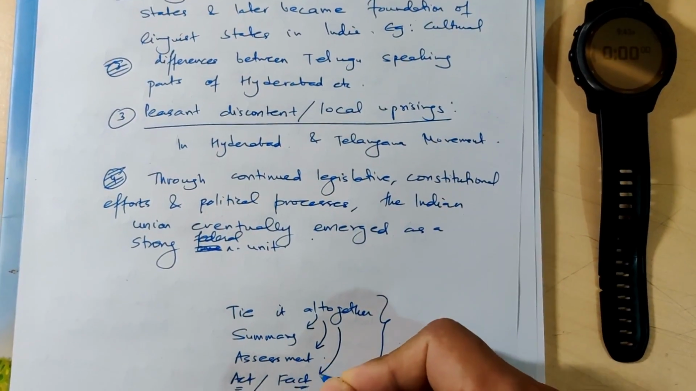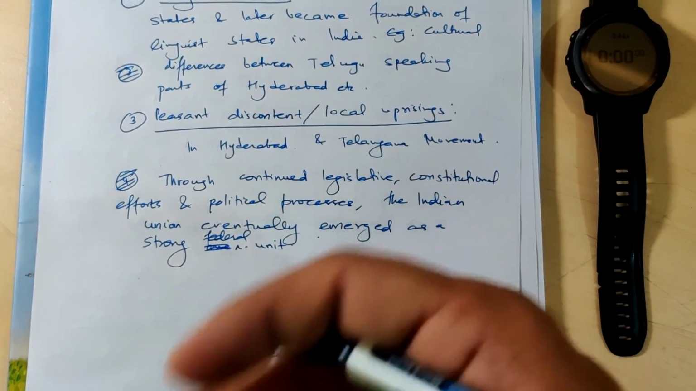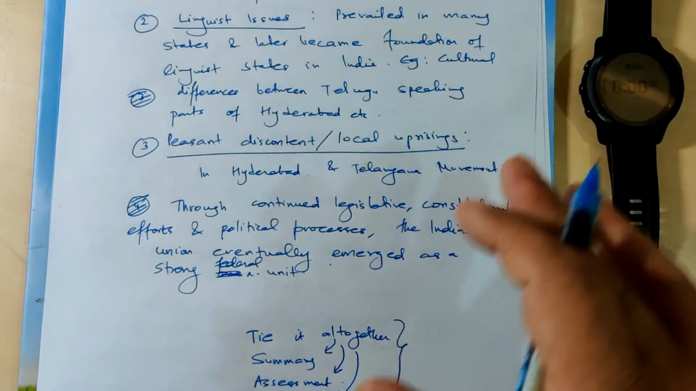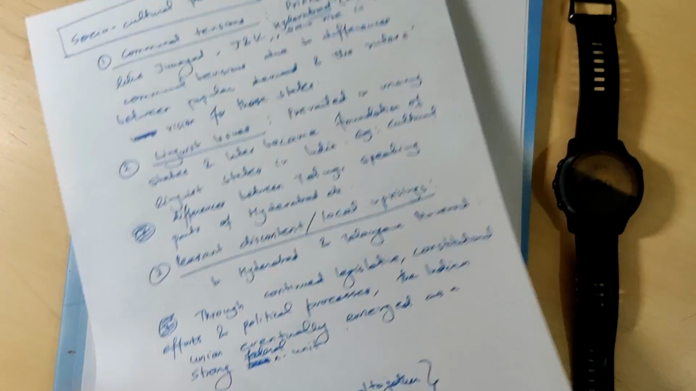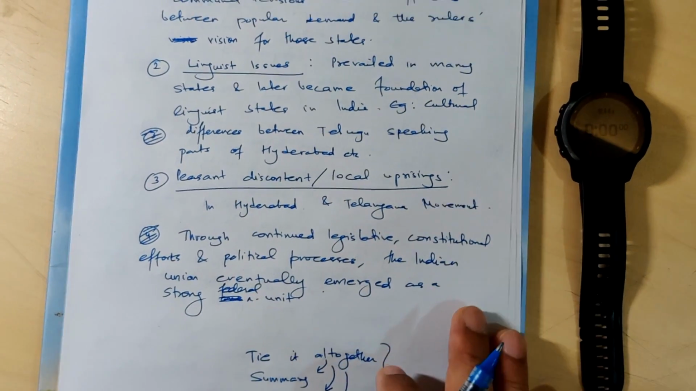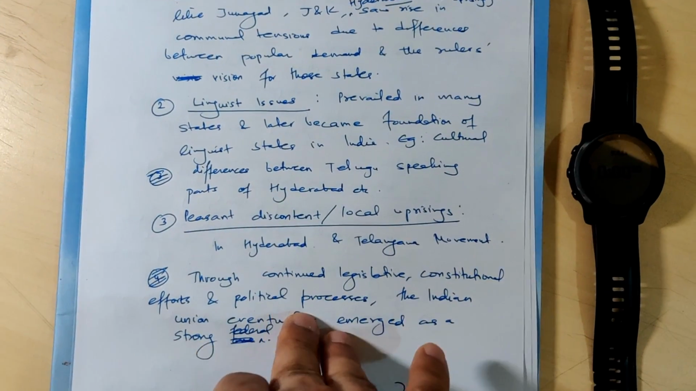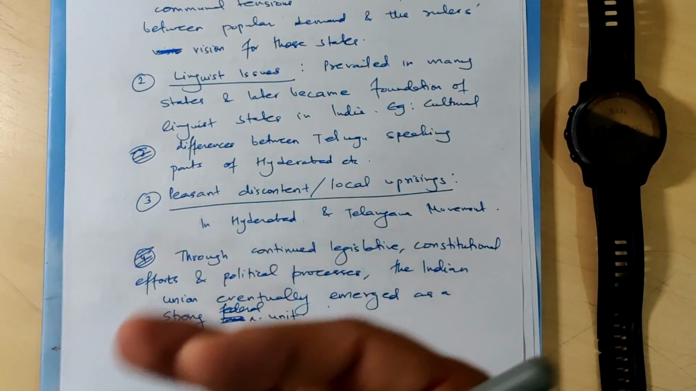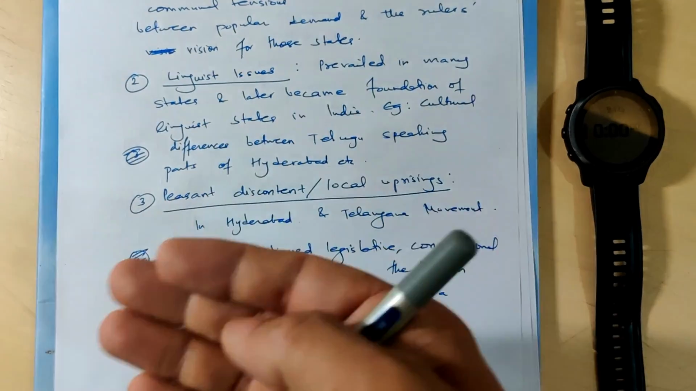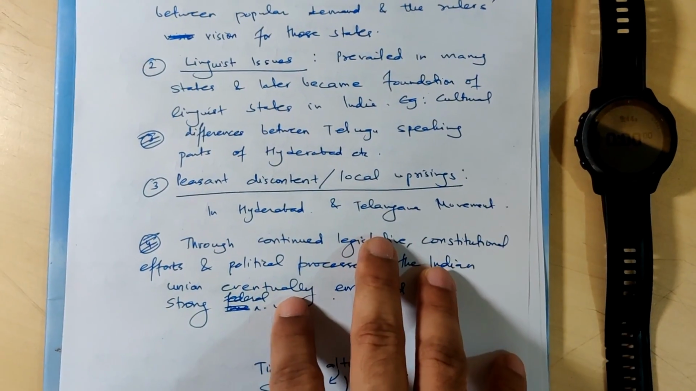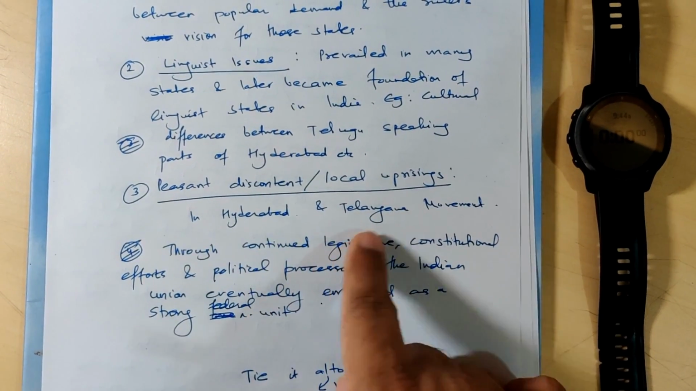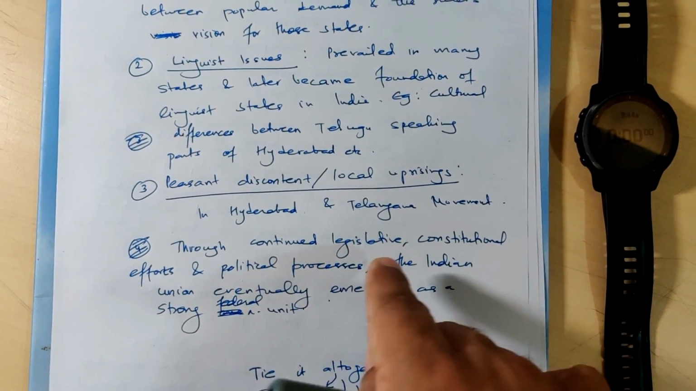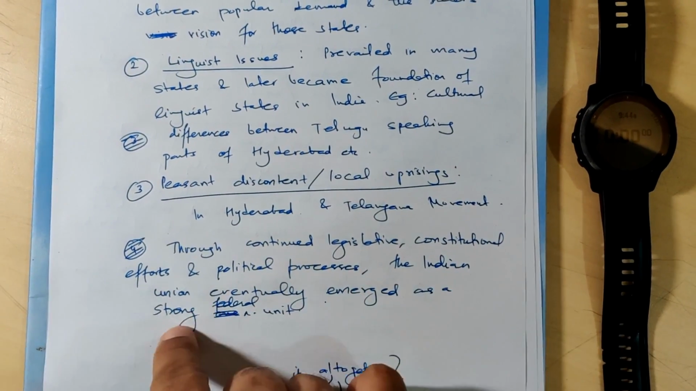Third, you can provide some fact to further enlighten the reader, that all these problems had arisen, social cultural problems, administrative problems, but then how the Indian government had tackled them. That is the approach I use here, because there is no way forward here. This is not a policy thing, it's a history question, it has already occurred. So you would like to end the question with something that has already happened, and there you can show that through continued legislative, constitutional efforts and political processes, the Indian Union eventually emerged as a strong federal unit.